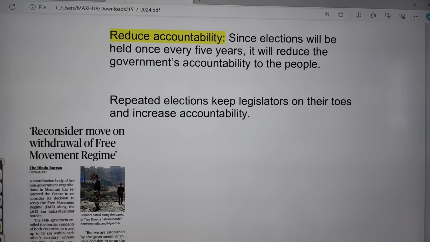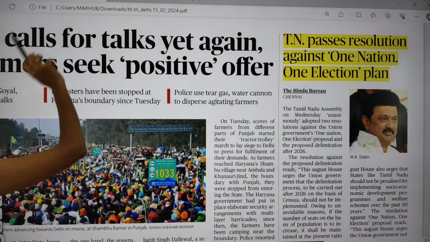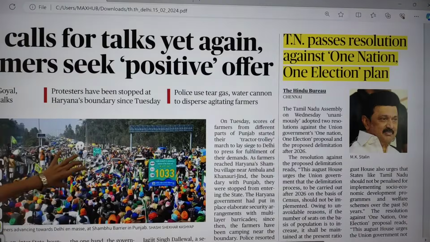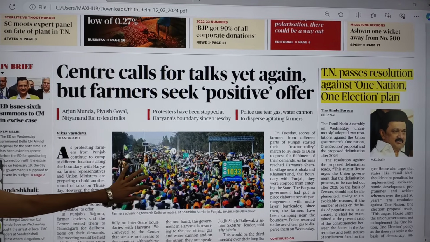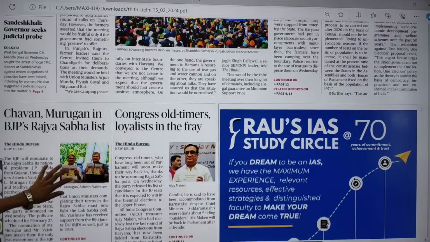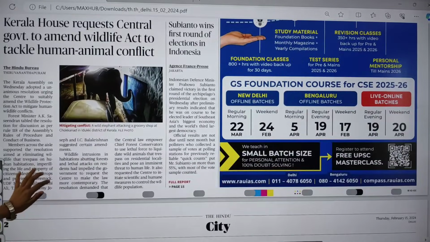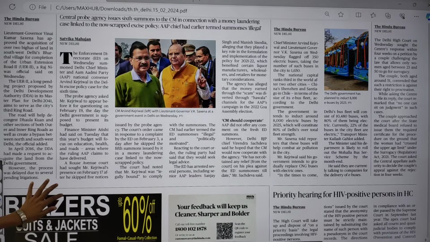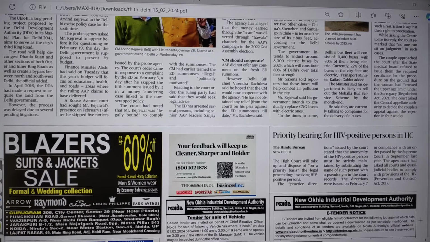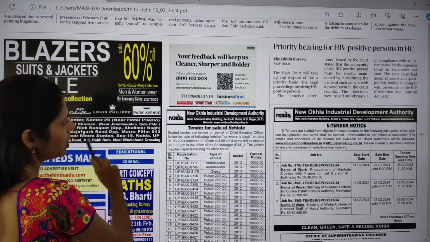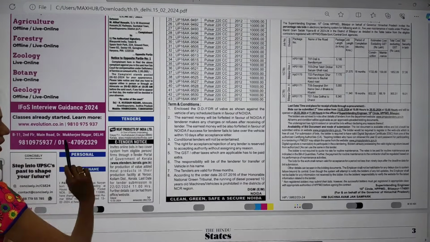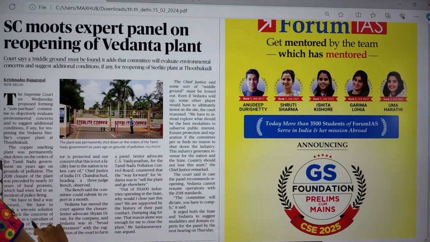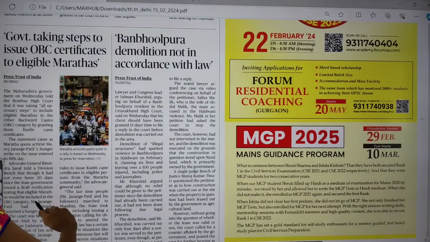Yes, now let us move back to our Hindu page. So this is the front page. Only one article is important from our Hindu front page today. And if you move on to the city page, most of the articles are political articles, so there is nothing much important in this city page also. And you can move on to the states page. So here also I found nothing much important.